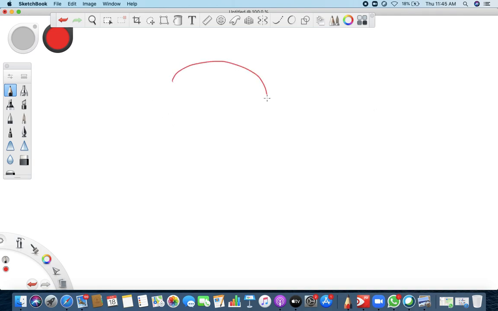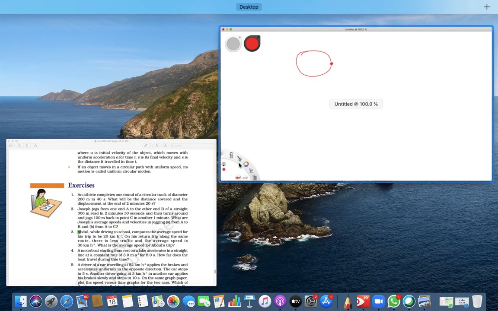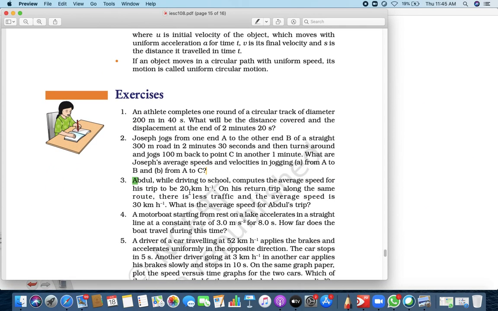So this is a circular track. Suppose you started your journey from here, and what did they say? An athlete completes one round of a circular track of diameter 200 meter in 40 seconds.